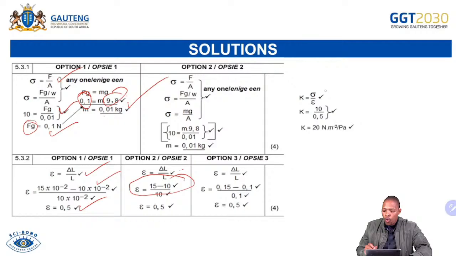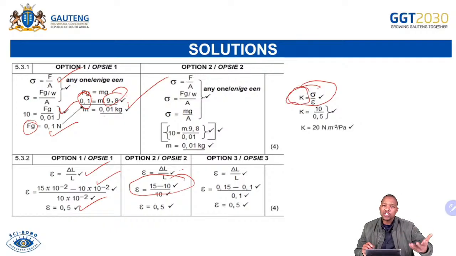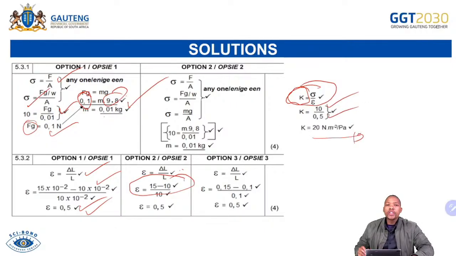And then we go for the modulus of elasticity. As you can see here, the symbol is K. I told you the symbol that we use in technical science is K, so we stick to K. Stress over strain, and our stress was 10 pascals. Where is it? Okay, it is here. It was 10 pascals, and our strain we calculated as 0.5. And we get 20 Newton per square meter, or 20 pascals.